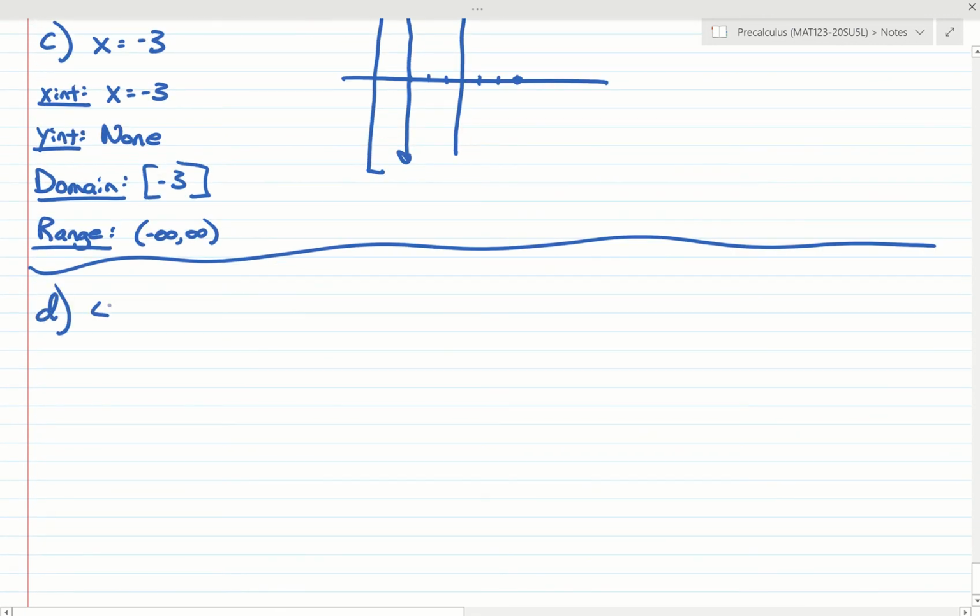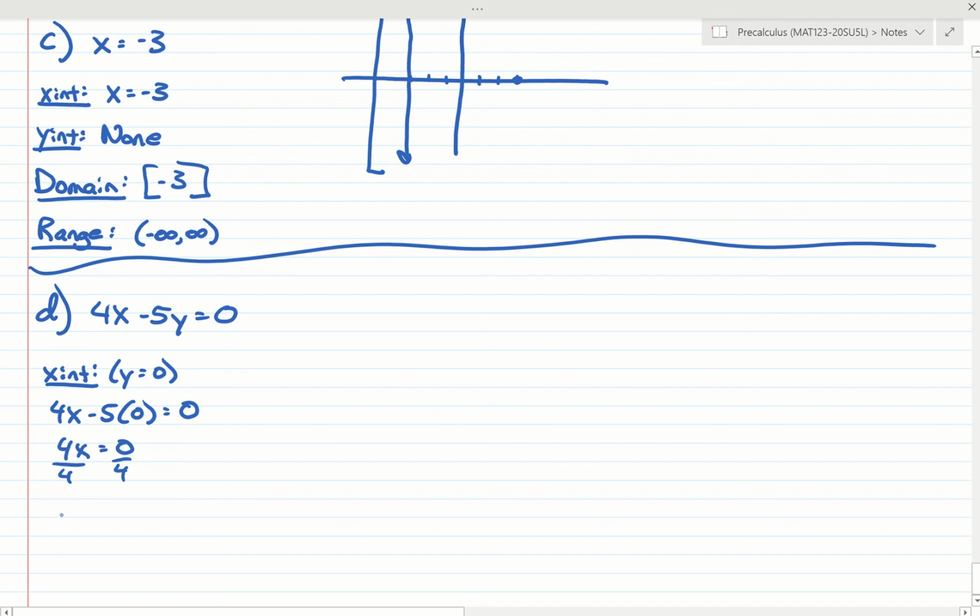What if we had 4x minus 5y is equal to 0? Well, this is a little tricky, because if we try to get the x-intercept by making y equal to 0, we get 4x minus 5 times 0 is equal to 0. So 4x would equal 0, divide by 4, 0 divided by 4, the answer is just 0. So the x-intercept is 0. The y-intercept, by making x equal to 0, we are going to get a similar situation.